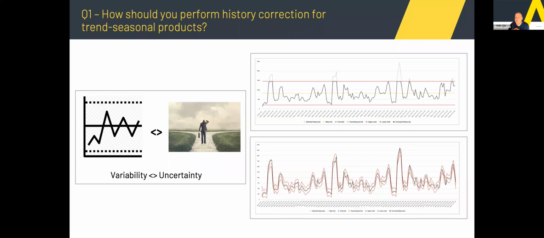So that's the first thing really: should you apply history correction? There's a debate there, but how not to apply it is probably as important. Don't apply it using a mean or a trend if you've got a seasonal product.